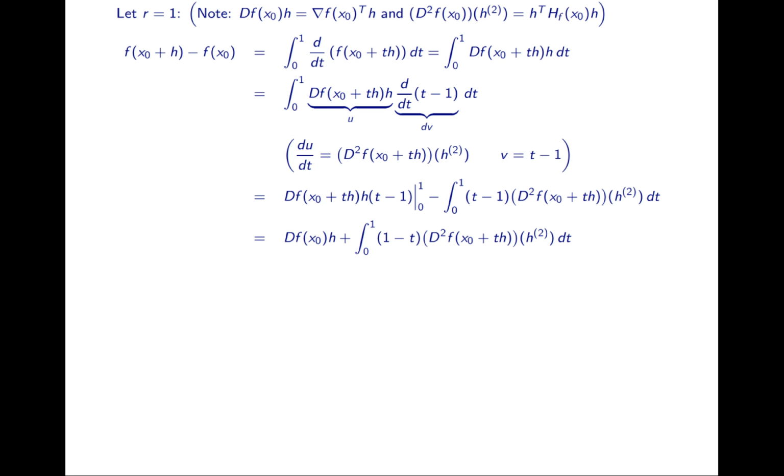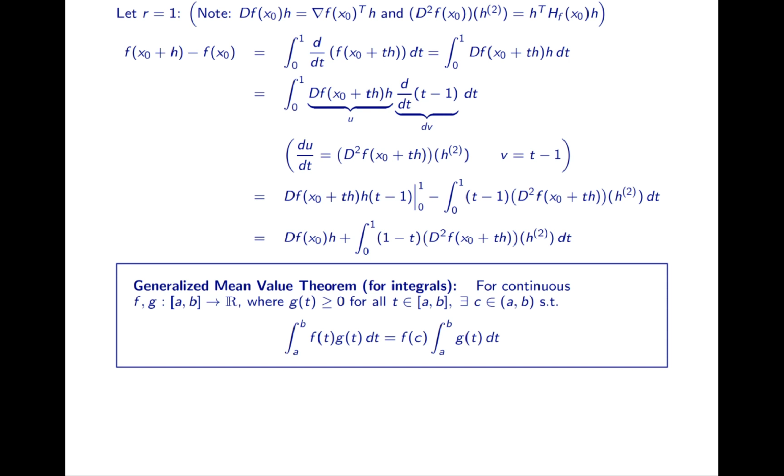We evaluate. Now to take the next step, we need to remind ourselves of the generalized mean value theorem for definite integrals, which says: if f is continuous, and by the way, our functions here are continuous, and g is continuous and non-negative. By the way, the role of g is played by 1 minus t, and we can see it's non-negative in this interval.